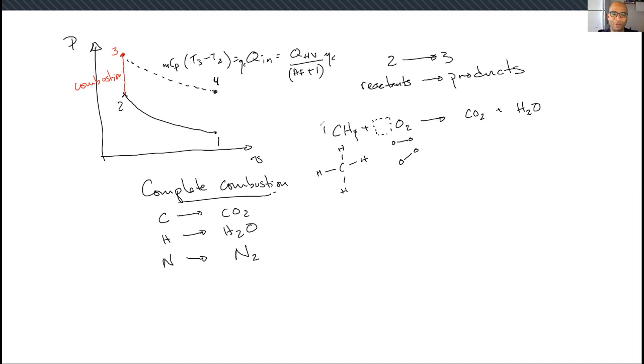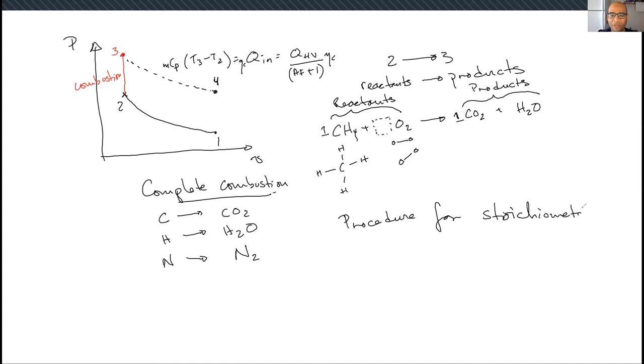If I have a 1 over here, I'm going to write it explicitly. If I have a 1, that means I have one amount of carbon on the left side, what we call our reactants. And that means I have to have the same amount on the right-hand side, what we call the products. So one amount of CH4 means I have to have one amount of CO2, so that I have the same amount on both sides. And that is how we are doing what we call a stoichiometric balance. So I'm going to write the procedure for stoichiometric balance.